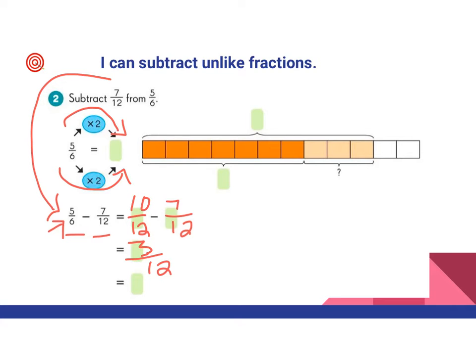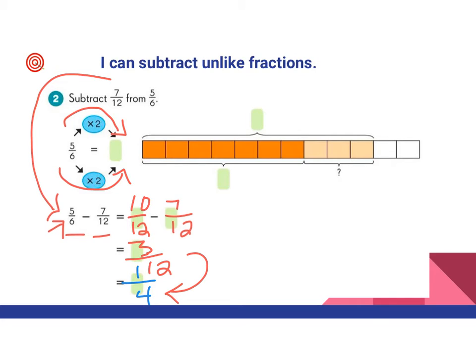3/12. Now it has another space for another answer here, because when I look at 3/12, is that in simplest form? Both the 3 and the 12 are divisible by 3, so I can reduce that fraction. 3 divided by 3 is 1, and 12 divided by 3 is 4. So 3/12 written in simplest form would be 1/4. Let's take a look at how that would be shown on the model.